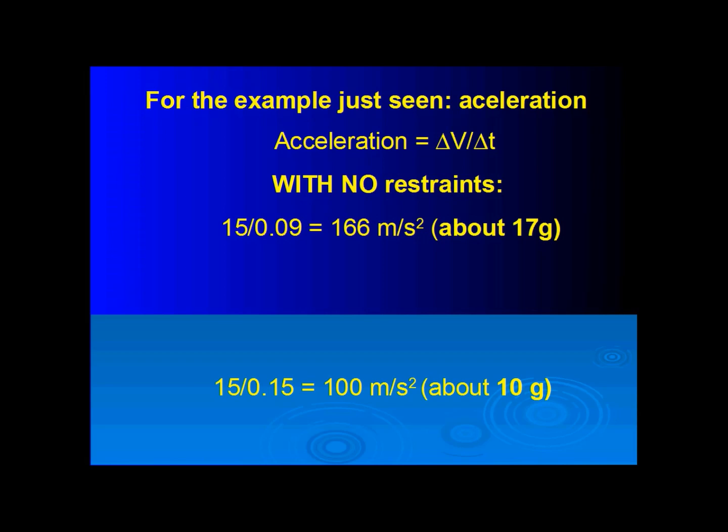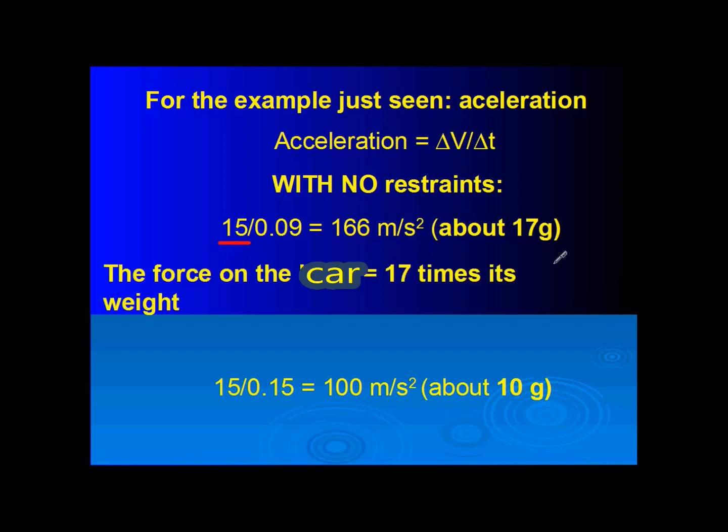We'll see why. Let's suppose that the initial velocity was 15 meters per second. Without wearing a seatbelt or airbags on the car, the occupants of the car will suffer an acceleration of 17 times gravity. This means a force of 17 times their weight. But wearing a seatbelt reduces the force to only 10 times their weight.